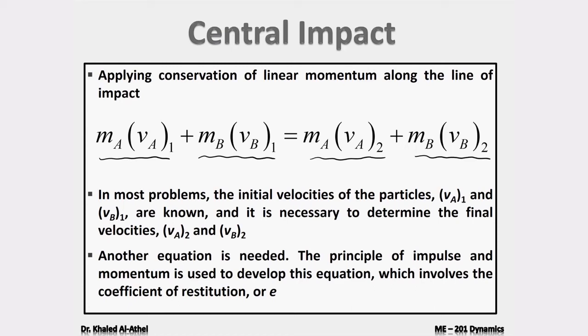Now, in most problems, the initial velocities of the particles, vA1 and vB1, are usually known. This is something you know at the beginning. Most of the cases, we need to find the final velocities, vA2 and vB2. Now, this is one equation, and I have two unknowns, two velocities. Therefore, I need another equation. So, the other equation comes from the principle of impulse and momentum, and we use it to develop this equation, and we get something that is called the coefficient of restitution.